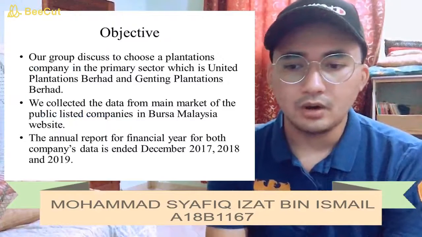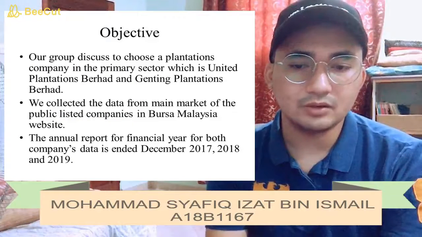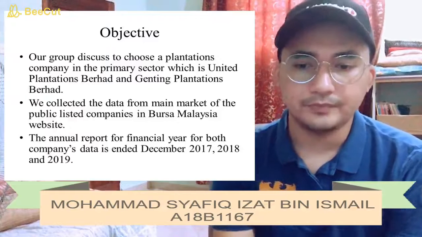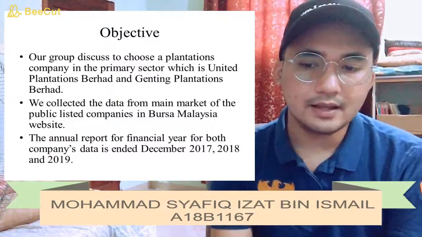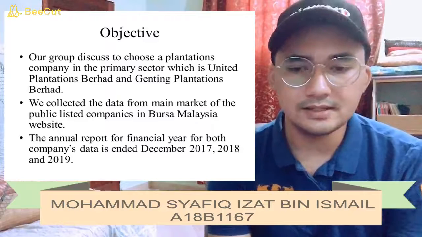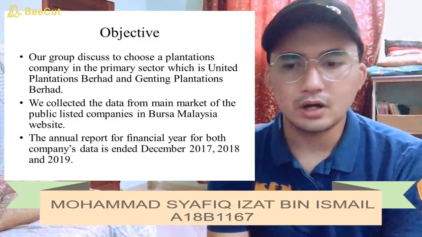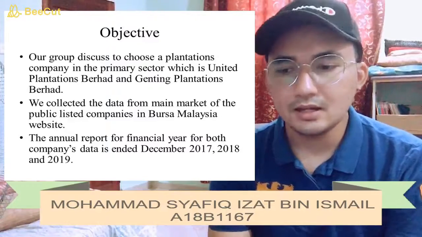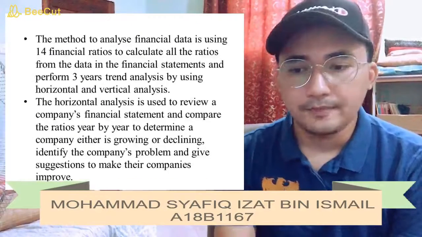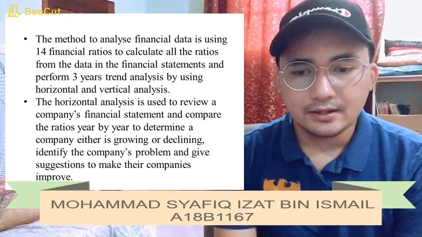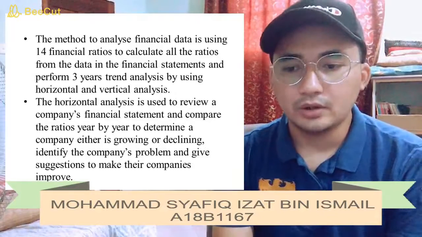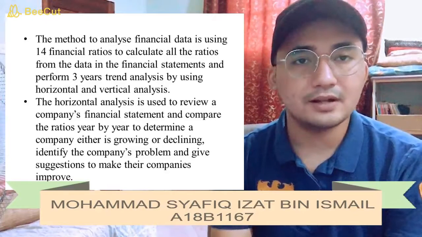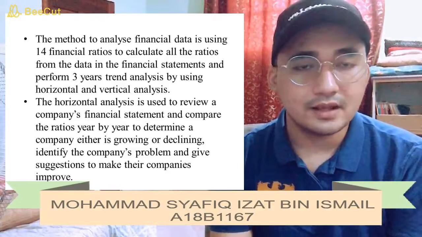Our group discussed and chose plantation companies in the primary sector, which are United Plantation Berhad and Genting Plantation Berhad. We collected the data from the main market of public listed companies on the Bursa Malaysia website. The annual report data for both companies for the financial years ended December 2017, 2018 and 2019. The method to analyze financial data is using 40 financial ratios, calculating all the ratios from the data in the financial statements and performing a 3 years trend analysis using horizontal and vertical analysis.